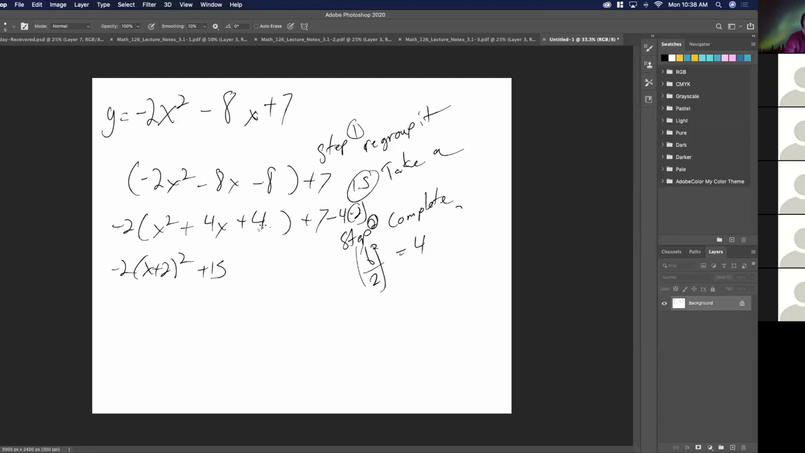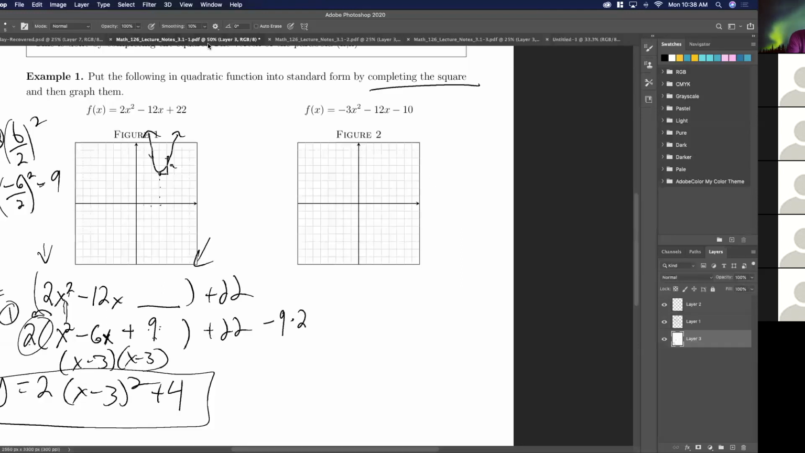So here are another two examples of completing the square. Let's go back and do one last one. We'll go through these steps slowly. Here I'll have minus 3x squared minus 12x minus 10 in this case. So that's my step 1.